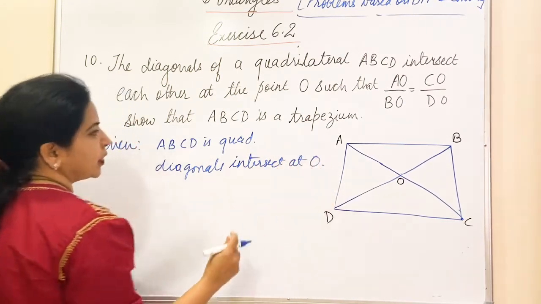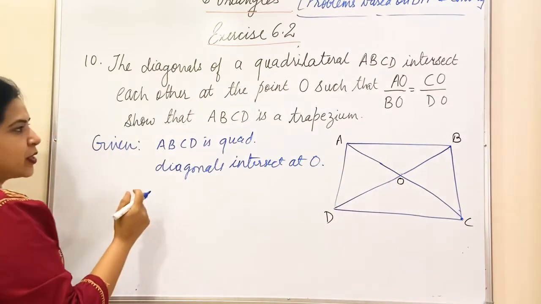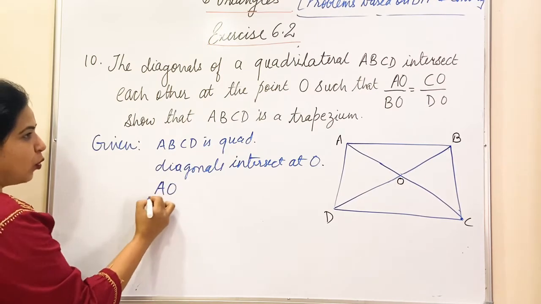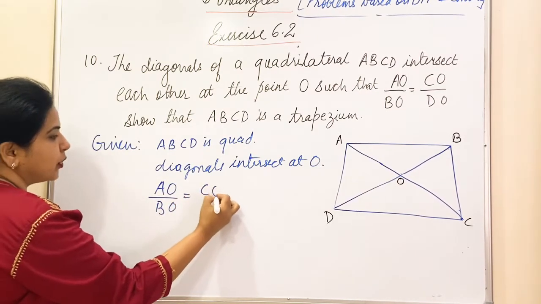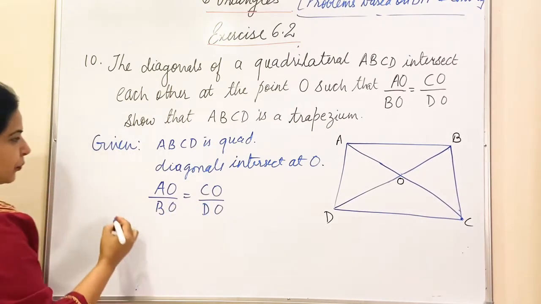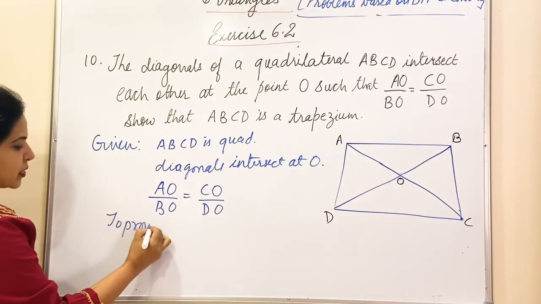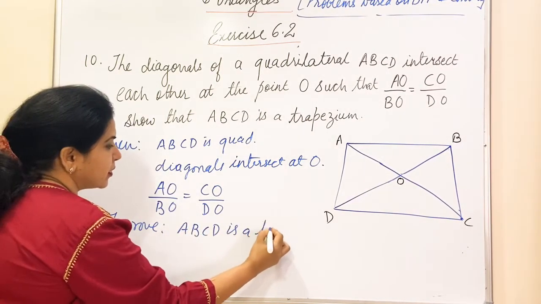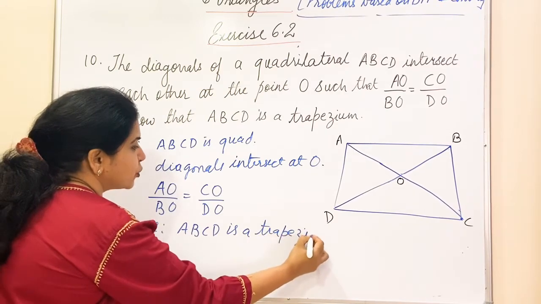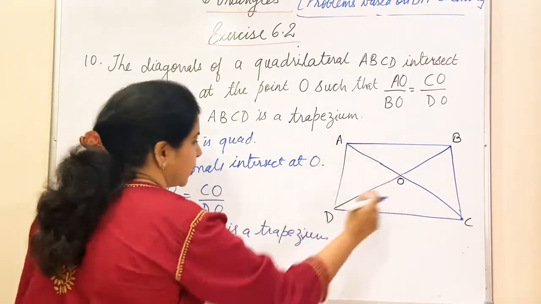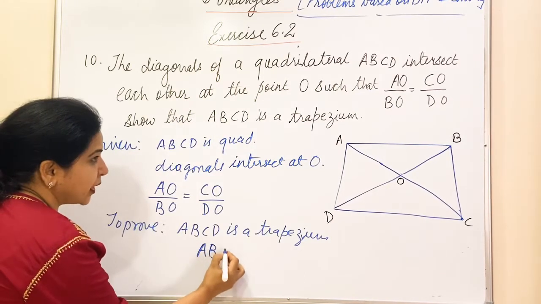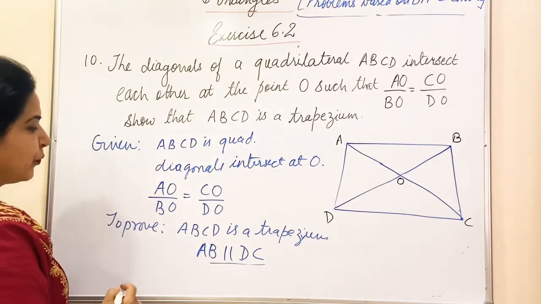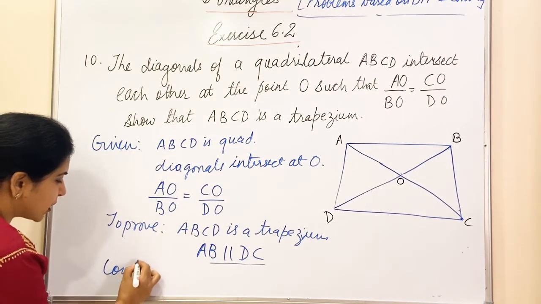Diagonals AC and BD intersect at O. This is given to us. And also given AO upon BO is equal to CO upon OD. Now we want to prove that ABCD is a trapezium. And to prove that ABCD is a trapezium, we want to prove that the two sides AB and DC are parallel. This we want to prove. For that, we will do some construction.